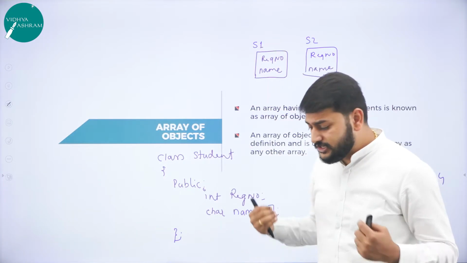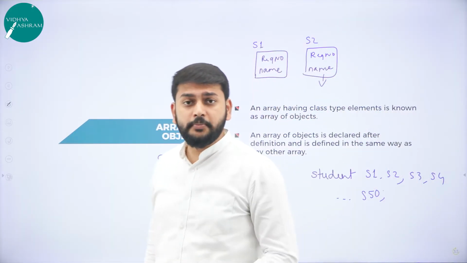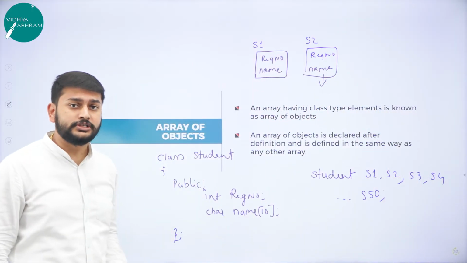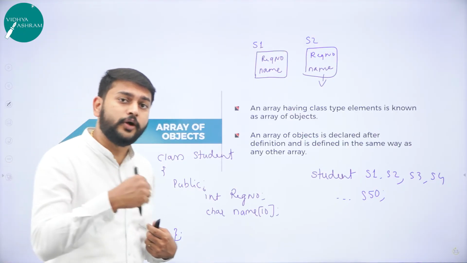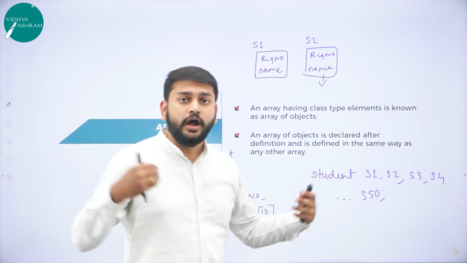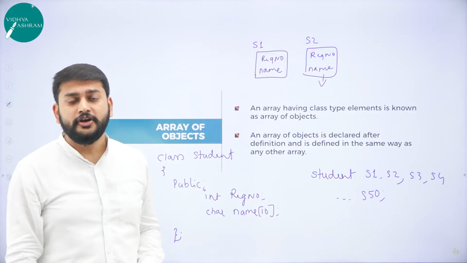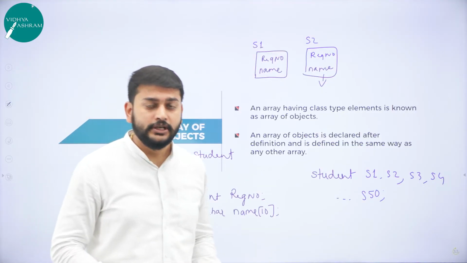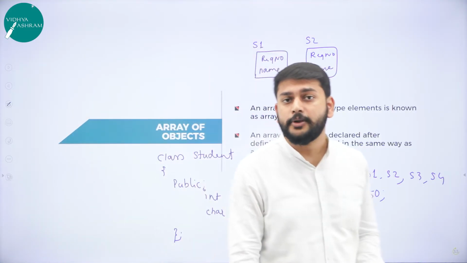Is it easy for me to remember all these object names? Imagine I have 1000 students. Is it easy for me to create 1000 objects? At one point of time, it is very difficult for me to track all these objects. Then how do I solve this problem, sir?